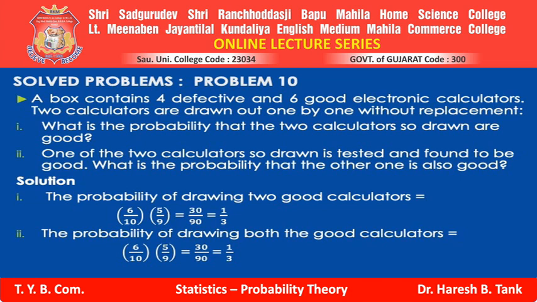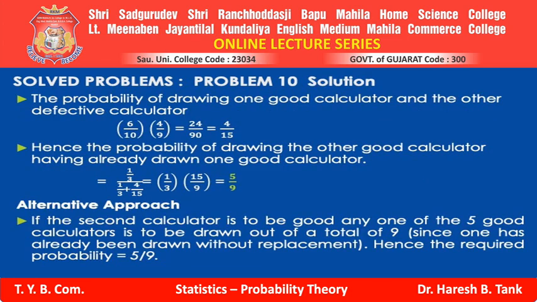So the probability of drawing both the calculators and they are of good type becomes 6 upon 10 multiplied by 5 by 9, which comes to 1 upon 3. Now let us see the second one: the probability of drawing one good calculator and the other defective calculator. What is that probability? 6 upon 10. After selecting a good one, 9 calculators are left, of which defective are 4. So it comes to 4 by 9. The probability becomes the product of these two, which is 4 upon 15.